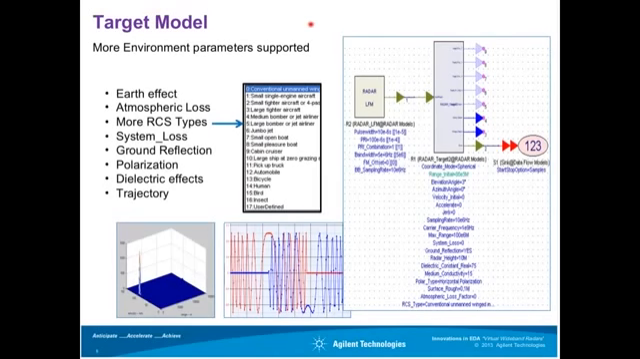And a very important model in the radar system simulation will be the target model. So in SystemVue, we have created a target model for you to support basic parameters such as the range, the velocity, also environment-related model. For example, the RCS type and Earth effector list here, and trajectory, and so forth.